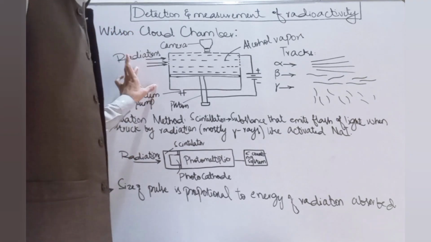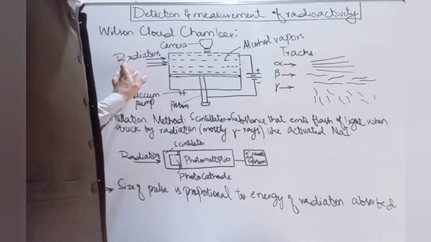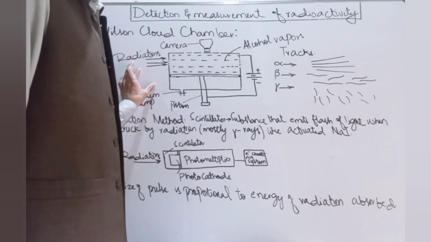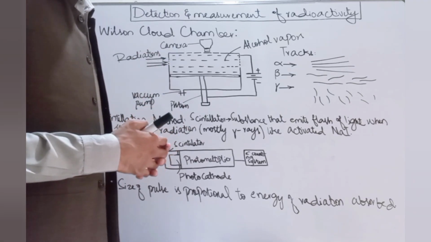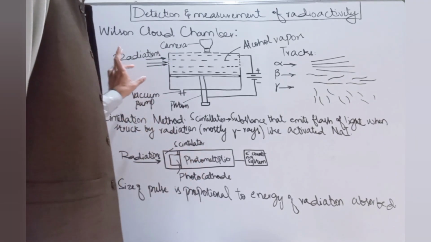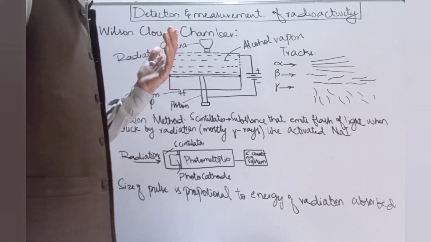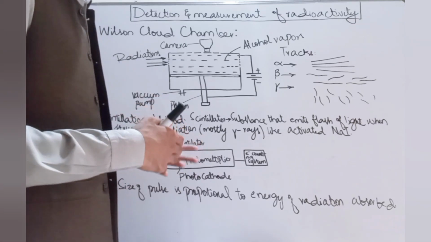So this is basically the construction of the Wilson cloud chamber, based upon the phenomenon of ionization. So it's also an ionization chamber. It uses the method of ionization to study the properties of radiations. First of all, we will talk about the construction of the Wilson cloud chamber, then the functioning, and then its merits and demerits.